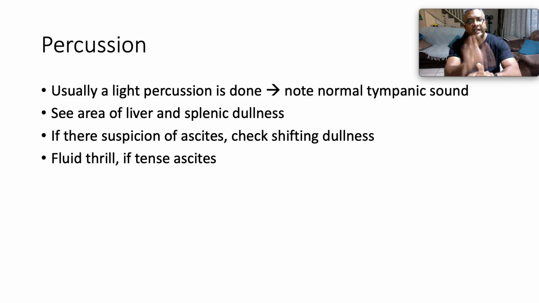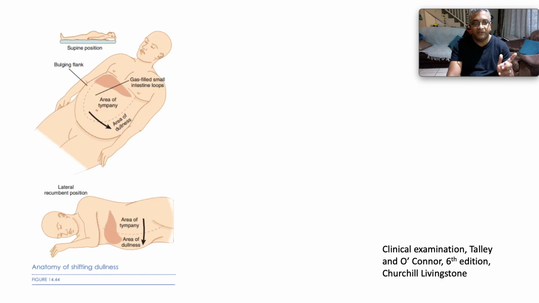Percussion. Usually a light percussion is done, and the note will give you a normal tympanic sound. You want to ascertain the area of liver and splenic dullness, right? And if there's suspicion of ascites, you check your shifting dullness. We'll talk about that. And obviously, if there's tense ascites, you want to ascertain the fluid flow.